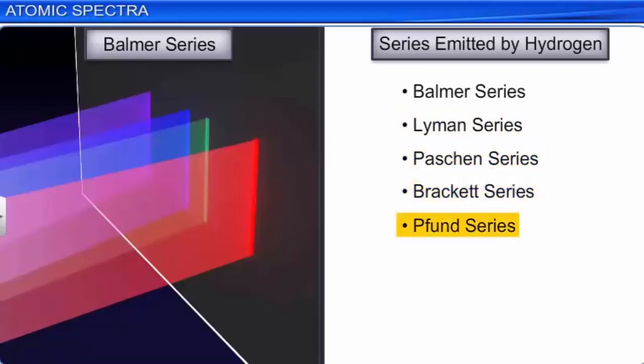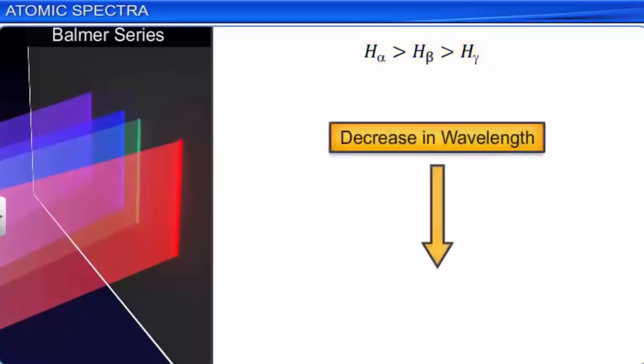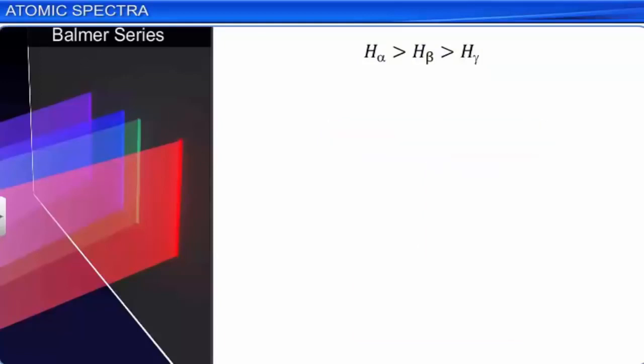Let us look at the lines emitted as part of the Balmer series. The line with largest wavelength in the series is called H alpha, followed by H beta, H gamma, and so on, in the descending order of wavelengths. As the wavelength decreases, the lines appear closer and weaker in intensity. The Balmer series lies in the visible region. Now, let us look at the H alpha line of the Balmer series.